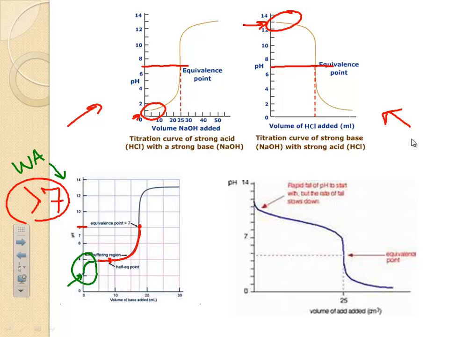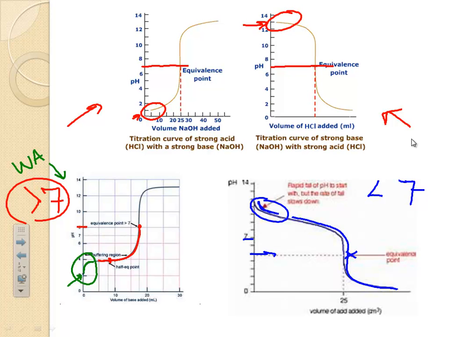Over here we've got a weak base, and you can see that there's a slight dip to begin this one. That's sort of indicative of the fact that it was a weak base. It didn't resist the initial changes in pH. And again, if we go over to our equivalence point, you can see that it is something less than 7. There's our 7 right there. Here's our equivalence point here. So it's going to be something less than 7.